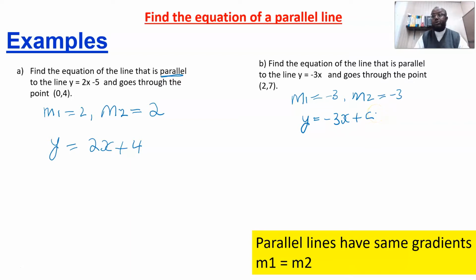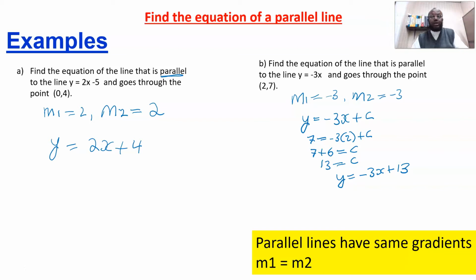Do we know the intercept? No, we don't know. Is there other information we can use? Yes, we haven't used this information here, (2, 7). Okay, let's use it. Let's substitute y with 7 and x with 2. So we have 7 equals minus 3 times 2 plus c. And that's 7 plus 6 equals c. That is 13 equals c. Now we know c, we know m, so we can put them together to get our equation. This is how you find the equation of parallel lines, okay?